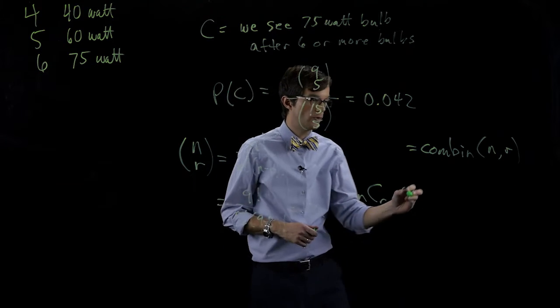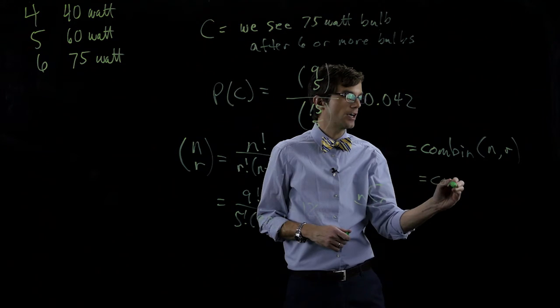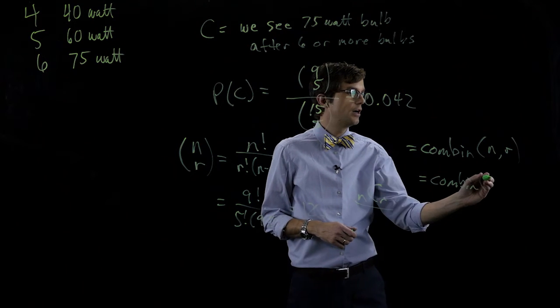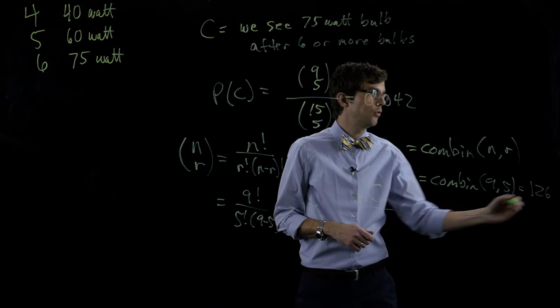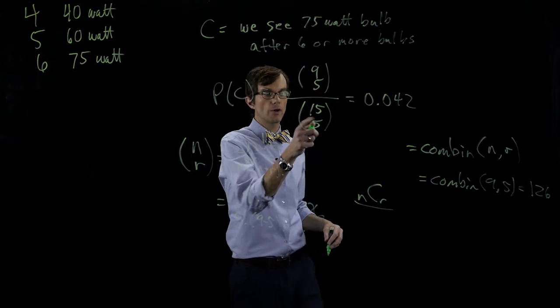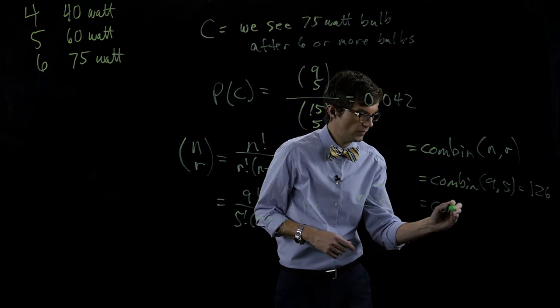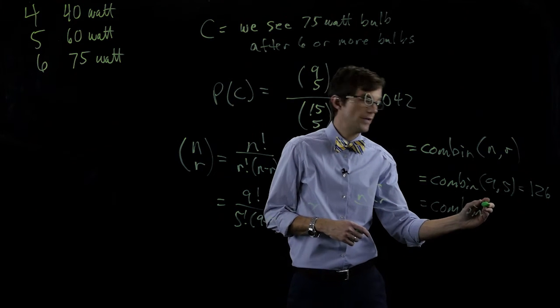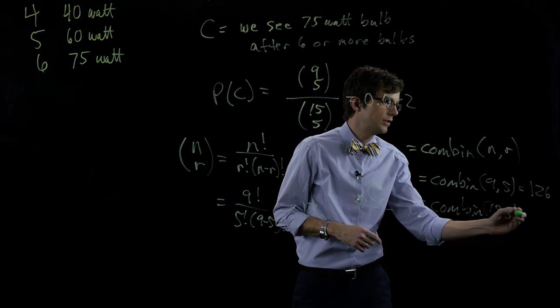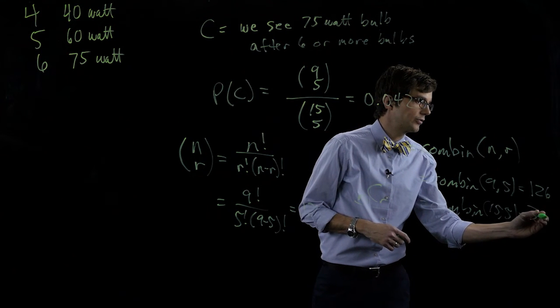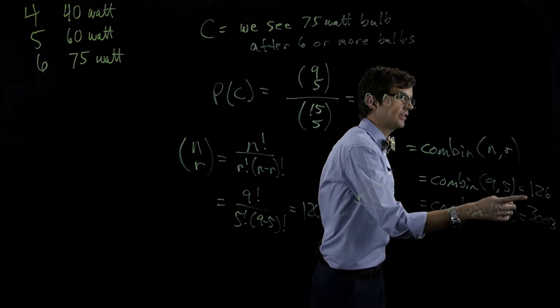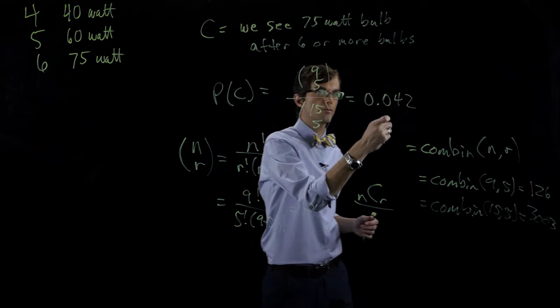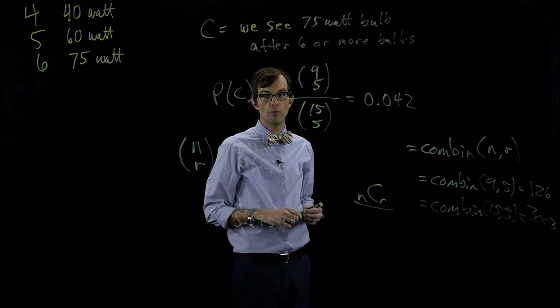So if we were to go into Excel and say combin 9 to choose 5, it would return 126. And if we were to go in and say combin 15 choose 5, it would give us 3003. Then we could ourselves, if we wanted to, say 126 divided by 3003, and that would give us 0.042.